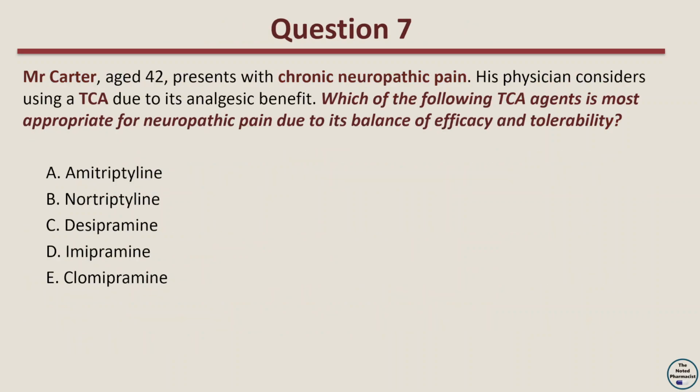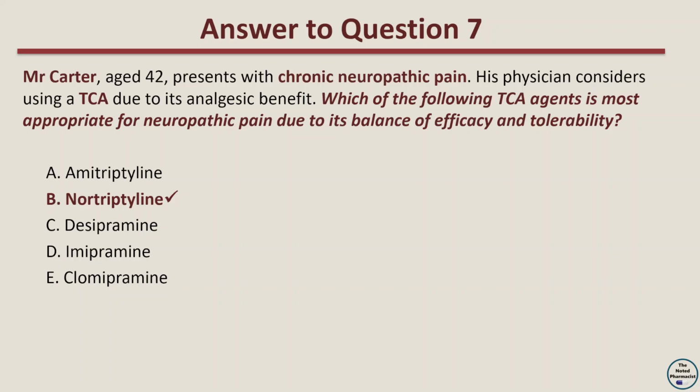Question 7. Mr. Carter, aged 42, presents with chronic neuropathic pain. His physician considers using a tricyclic antidepressant due to its analgesic benefit. Which of the following TCA agents is most appropriate for neuropathic pain due to its balance of efficacy and tolerability? Option A, amitriptyline. Option B, nortriptyline. Option C, desipramine. Option D, imipramine. Option E, clomipramine.